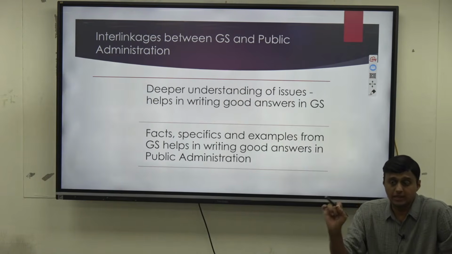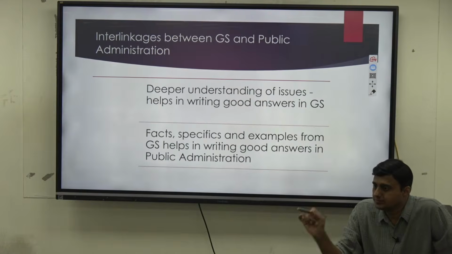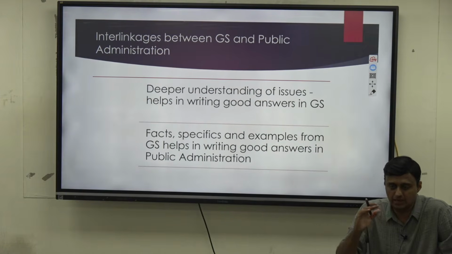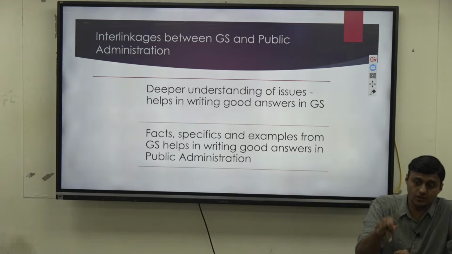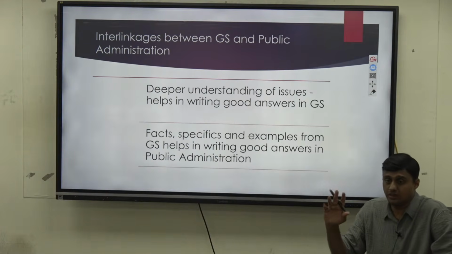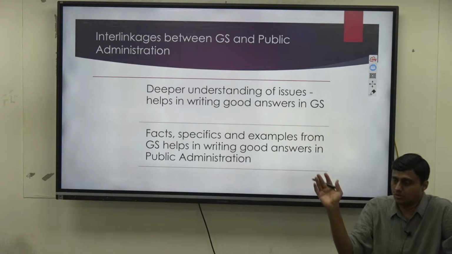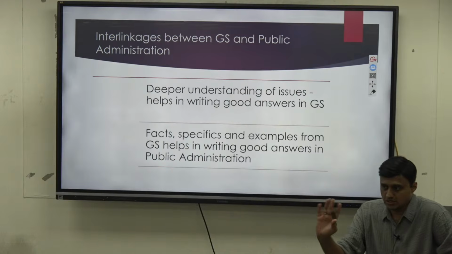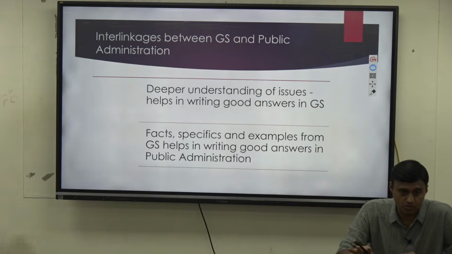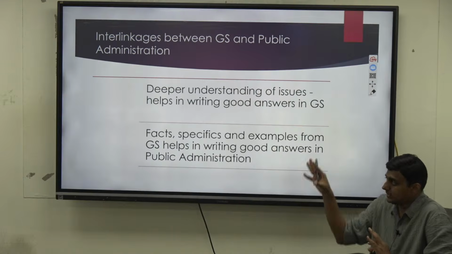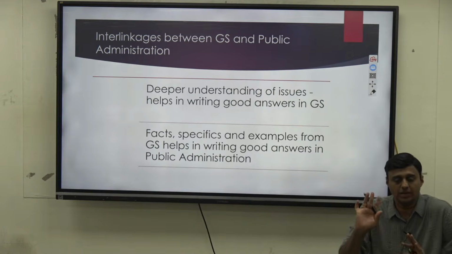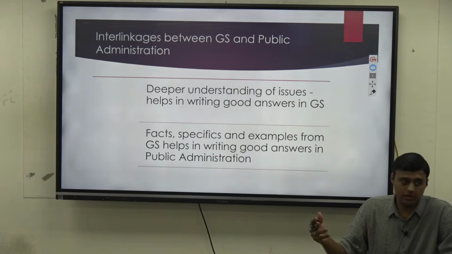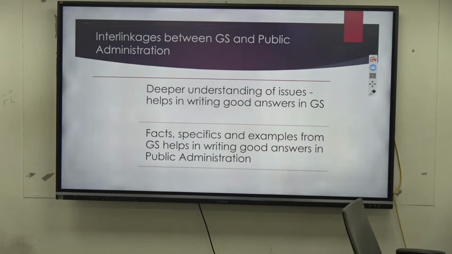To give practical real life solutions means you have to address it, you have to write it in such a way that you tell how you will address it on the ground. Not just linking it to some theory and saying, I will follow John Rawls' theory here, I will follow Aristotle's values here. You can add, we are not saying no, but practical solutions you have to give. For that, obviously, understanding of public administration will have an advantage. It will help you in giving better solutions while you write the answers. That is what we are trying to say.